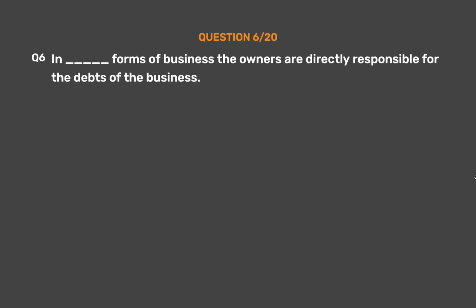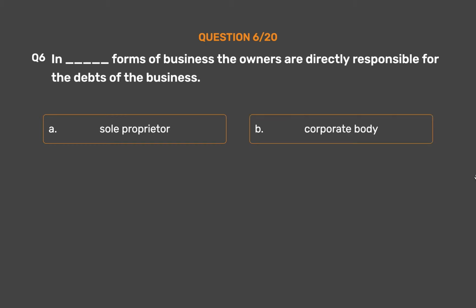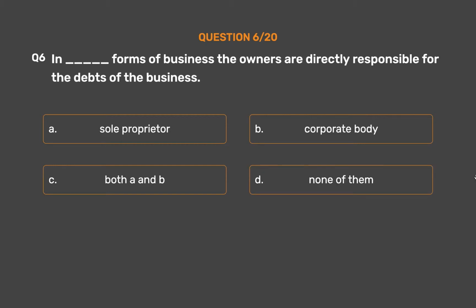Question number 6. In blank forms of business, the owners are directly responsible for the debts of the business. Option A. Sole proprietor. Option B. Corporate body. Option C. Both A and B. Option D. None of them.